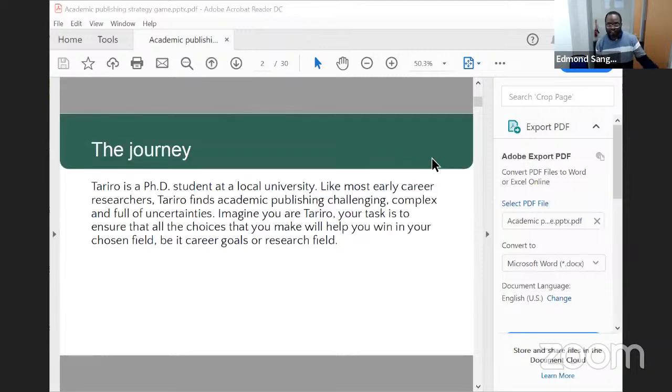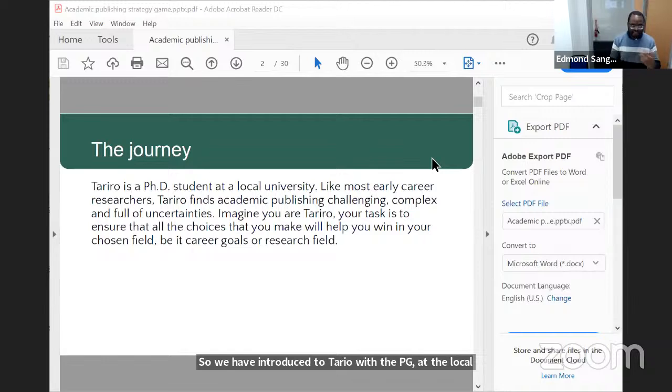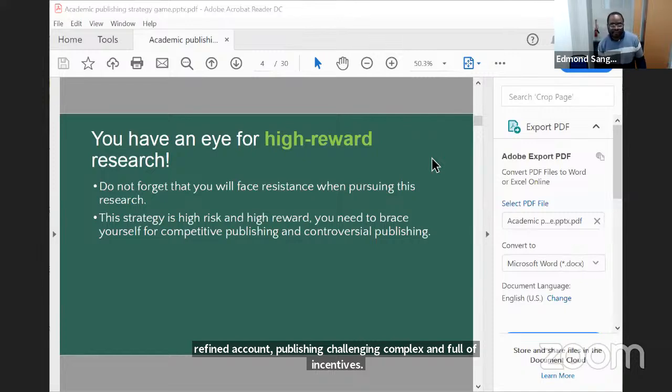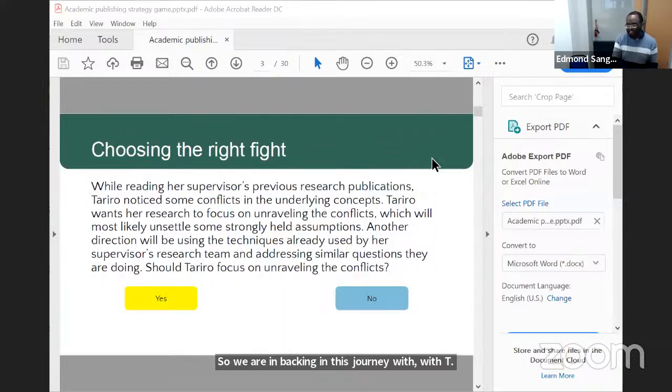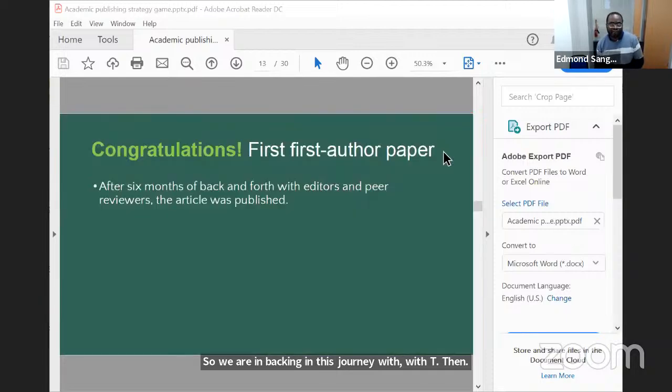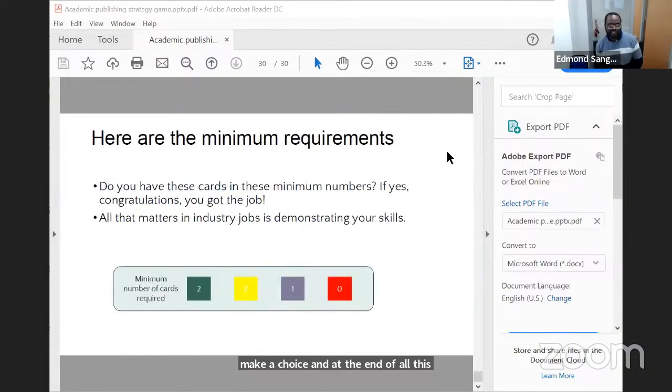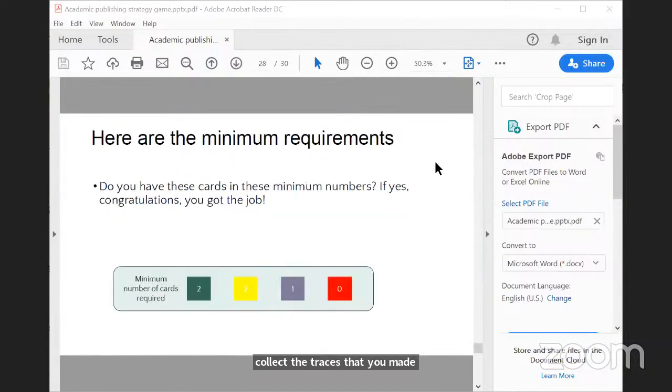So we are introduced to Tario, who's a PhD student at a local university. And like most early career researchers, Tario finds academic publishing challenging, complex, and full of uncertainties. So we are embarking on this journey with Tario. Then you are given different scenarios where you have to make a choice. And at the end of all this, you are going to collate the choices that you made. Then see whether they fit in that area. Go ahead, Dr. Adejoge.